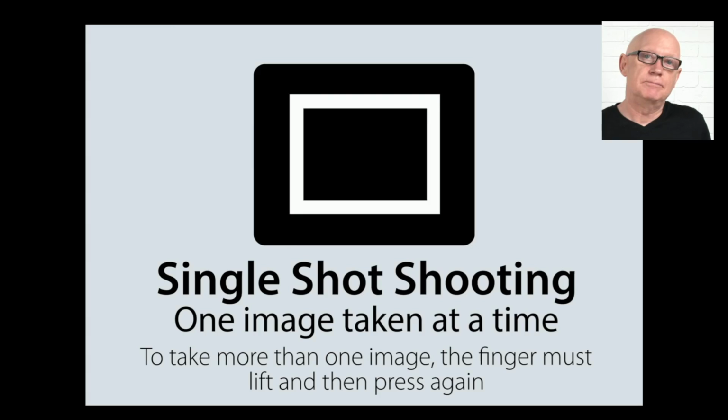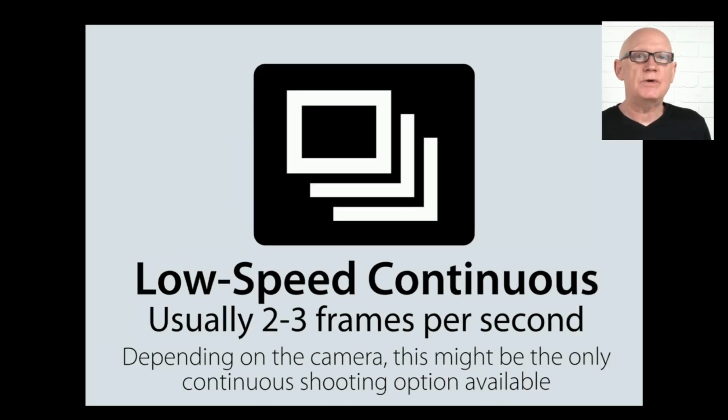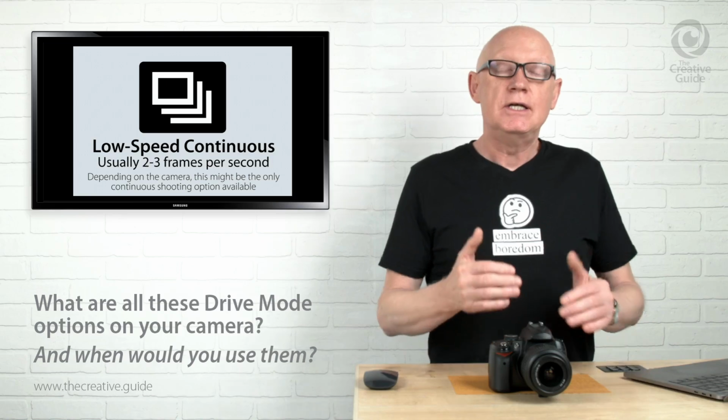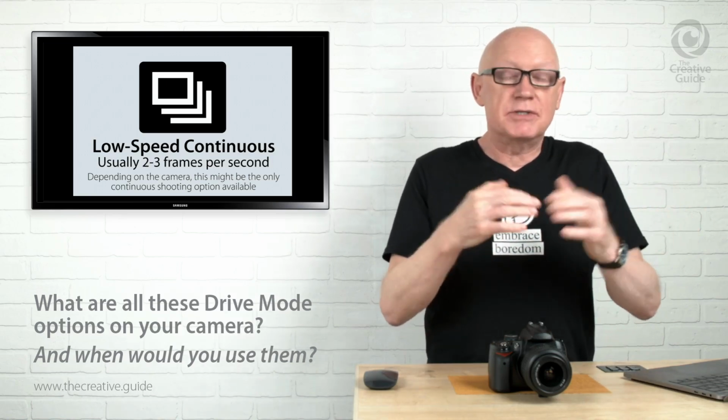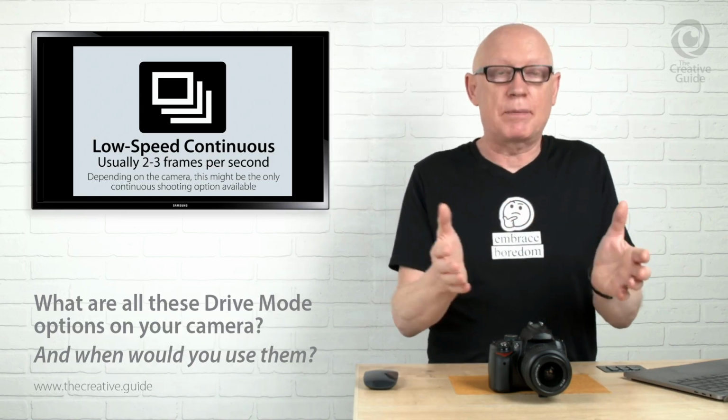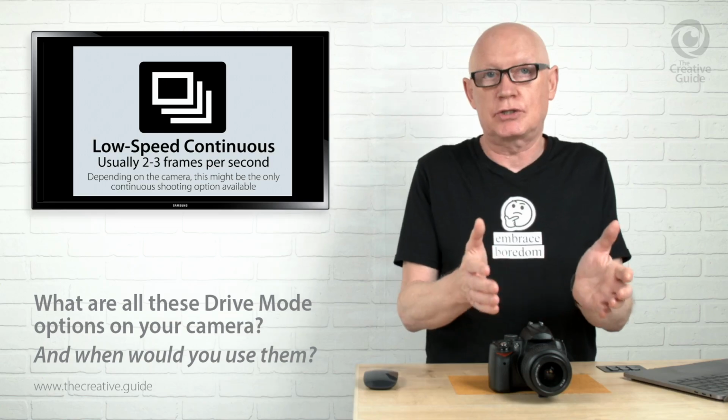So let's have a look. So single shooting, you would take just one shot. This is where you're waiting for an action and you know that you can just get that within that one shot. You have low speed continuous, usually 2 to 3 frames, 2 to 3 shots per second. So all cameras have this low speed continuous. If you have an entry-level camera, you've no other option and it's not called low speed, it's just called continuous.